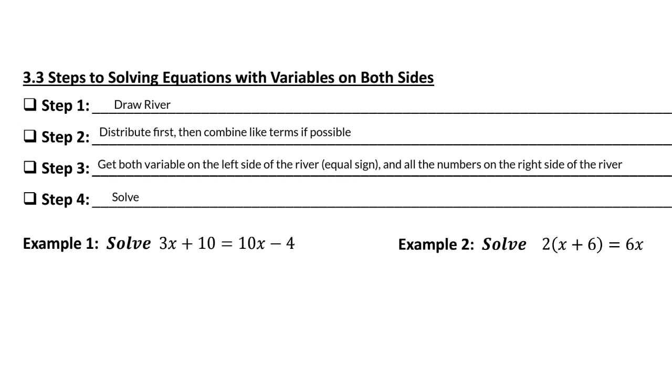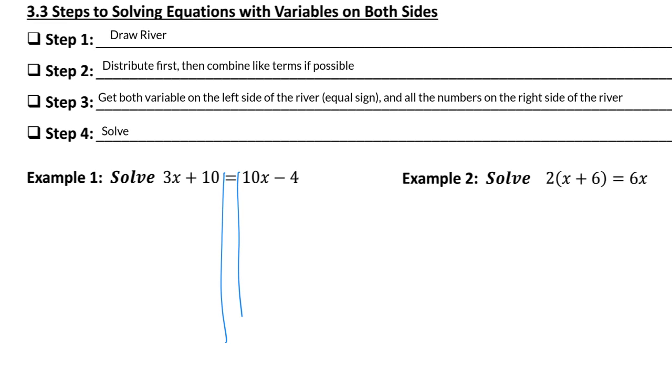So looking at example 1, let's first draw the river. Then we said we wanted all of our variables on the left side. So we want our x's on the left side and our numbers on the right side. So what I mean by that is I want to move this variable, this 10x, to the other side. So I'm going to move that to the other side.